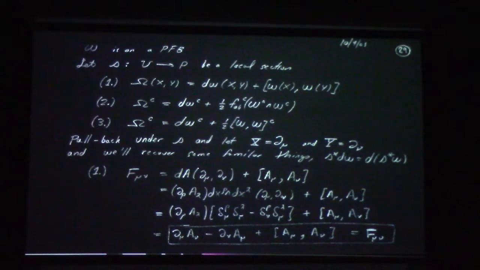So explicitly what I was just talking about, we pull back under a section, and that gives us the pullback of S star d omega as d S star omega, which is to say that the pullback of the exterior derivative is the exterior derivative of the pullback, and that gives us this formula right here. Because we're defining A to be the pullback of omega. So A is the pullback under S of omega.